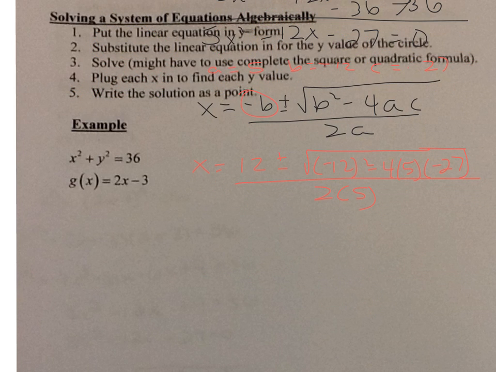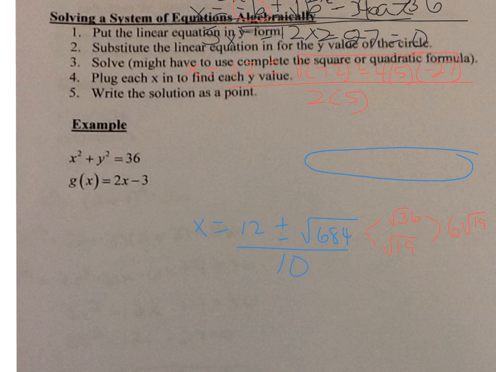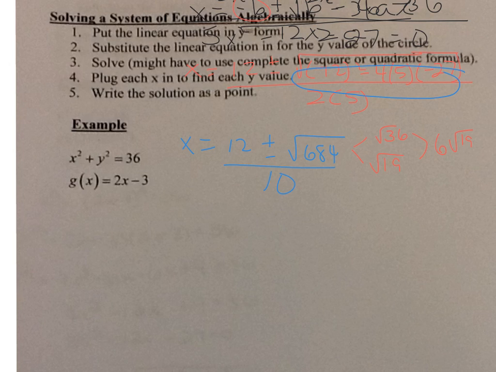All right, so now I have x equals 12 plus minus the square root. Plug this into your calculator, only what's underneath the radical. All right, and we get 684 all over 10. Now I want to simplify the square root here. What perfect square goes into 684? That would be 36 times 19. The square root of 36 is 6. So I have 6 square root of 19. So now I have x equals 12 plus minus 6 square root of 19 all over 10.